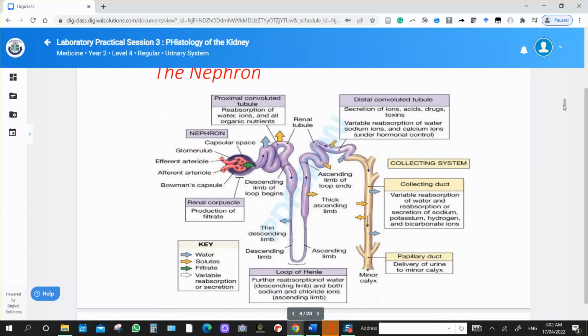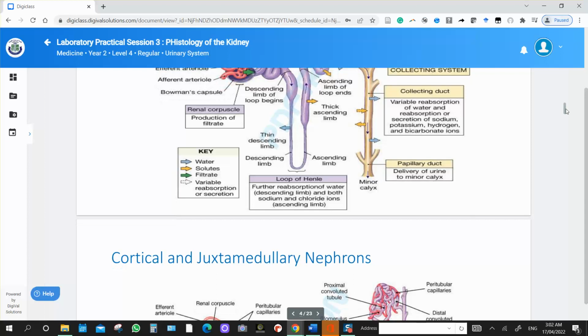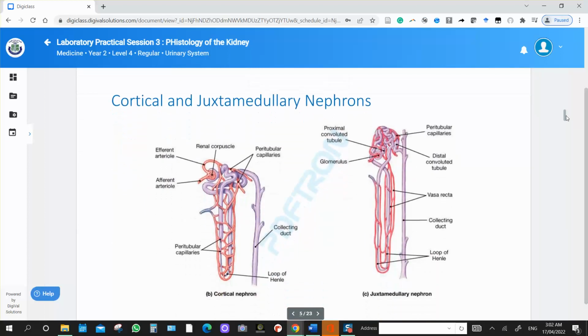Okay, here this is related to physiology, the function of the different parts of the nephron. So you can just read them. And then moving on, difference between the cortical and the juxtamedullary nephrons.